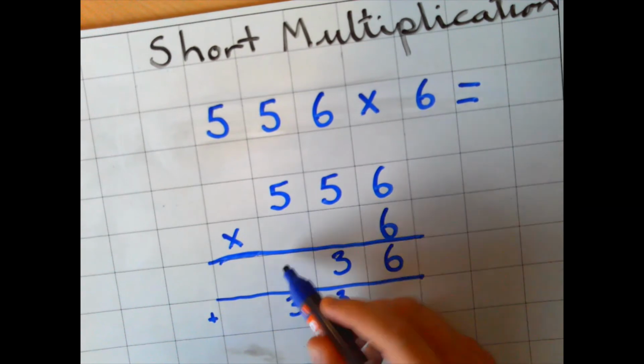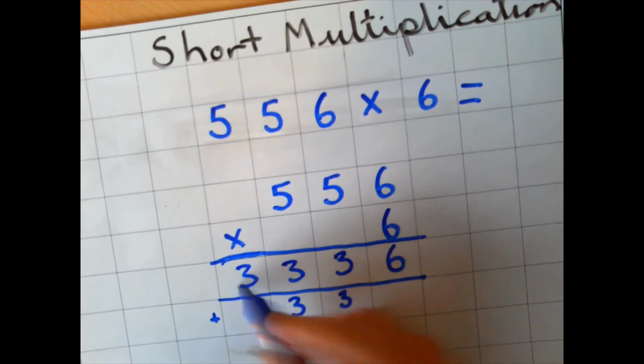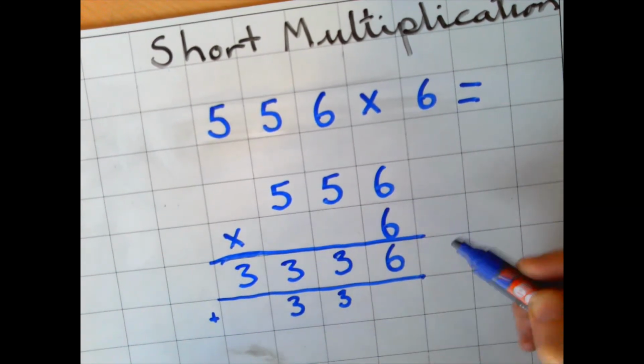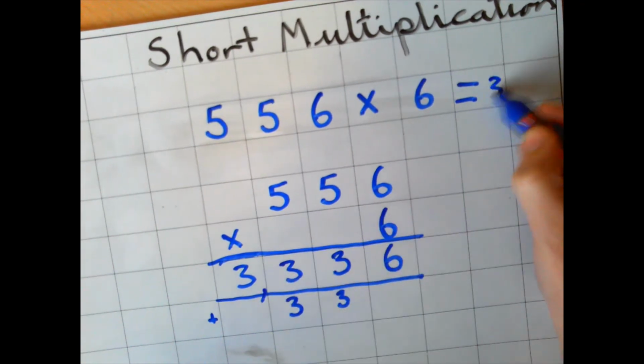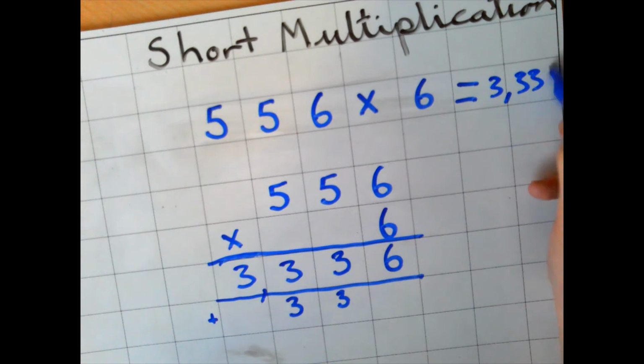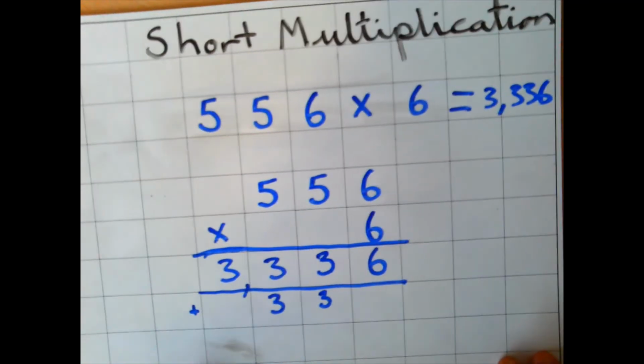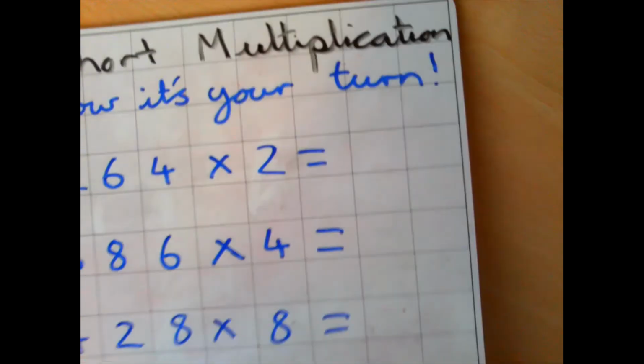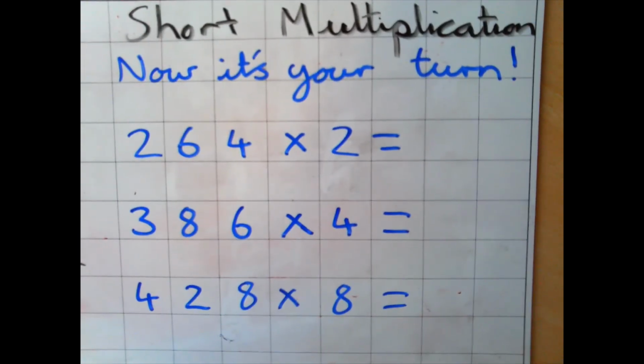Here come the answers. 264 times 2 is 528. 386 times 4 is 1,544. And 428 times 8 is 3,424. How did you do?